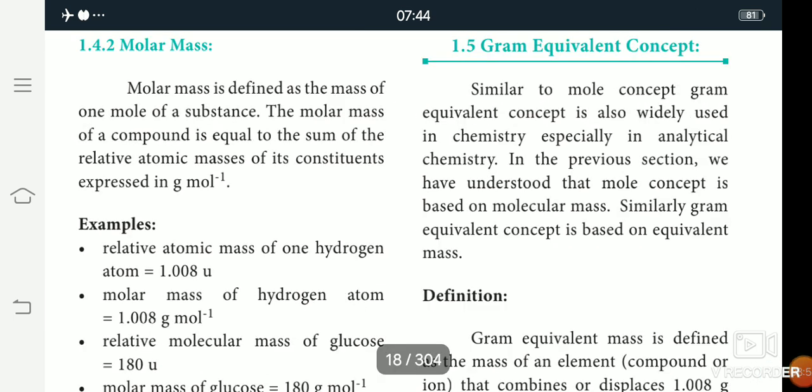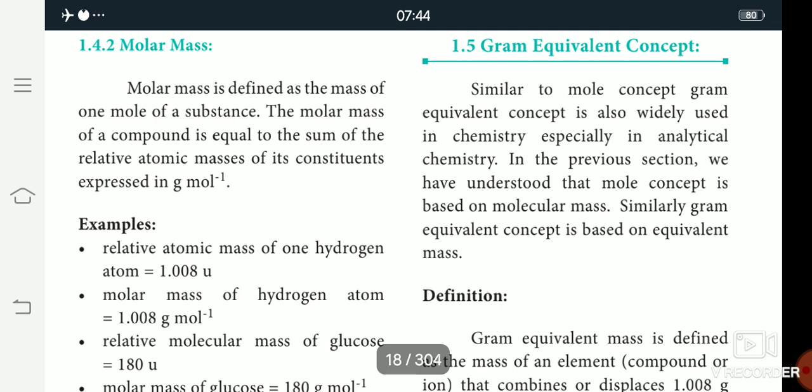Next, molar mass. Molar mass is defined as the mass of 1 mole of a substance. The substance can be an atom or an element like hydrogen, oxygen, sodium. 1 mole of the substance has the atomic mass.